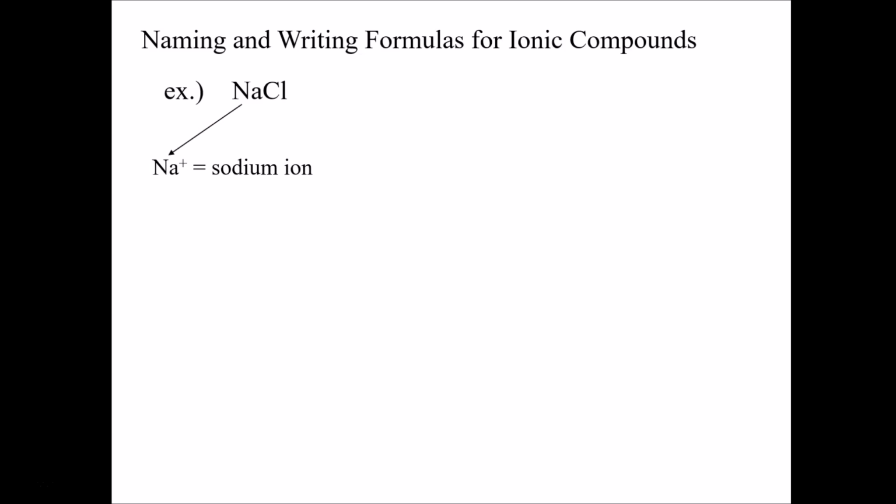Now the Cl part is the negative, right? That's my anion. The anions always come second in the formula. It's just one nonmetal, right? It's just Cl. So what did we learn about the negatives that have just one nonmetal to them? We have to change the ending to "-ide". So Cl on the periodic table says it's chlorine. But since it's the anion, we have to call it chloride.